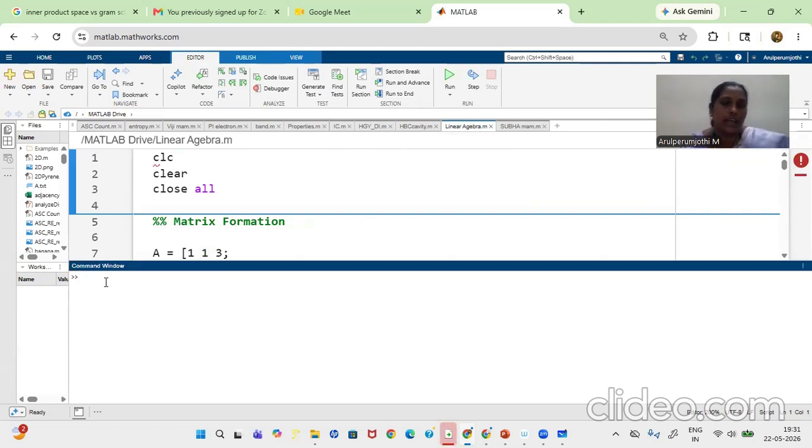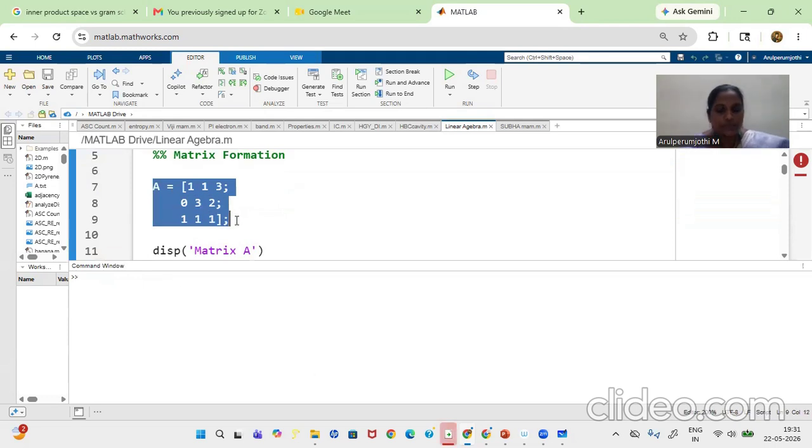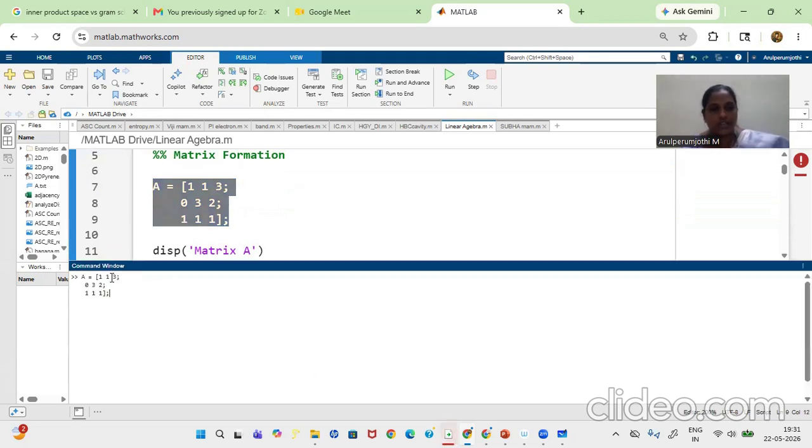So first I'll show you how to run the program and how to write the code for this Gram-Schmidt orthogonalization process. So whenever you are opening a command window, first you have to press CLC. That is nothing but it will clear your previous content. So CLC, and then matrix formation. So here you can see the matrix formation. I have already stored in this. So A is equal to 1, 1, 3, and then 0, 3, 2. Last one is 1, 1, 1.